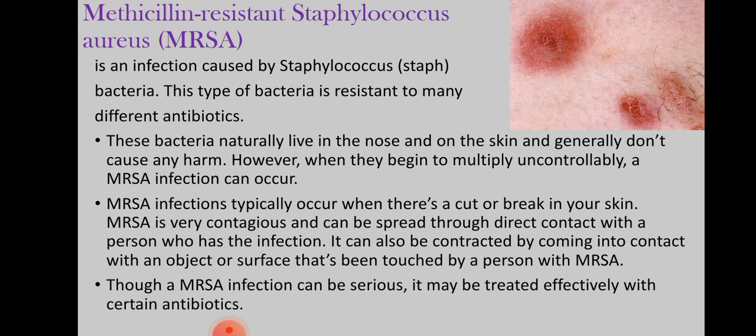MRSA infection typically occurs when there is a cut or break in your skin. MRSA is very contagious and can be spread through direct contact with a person who has the infection. It can also be contracted by coming into contact with an object or surface that has been touched by a person with MRSA. Though a MRSA infection can be serious, it may be treated effectively with certain antibiotics.